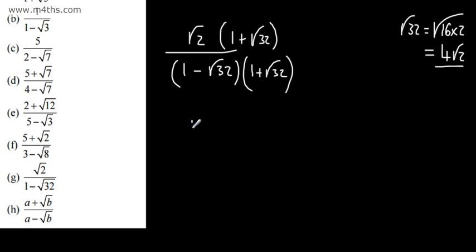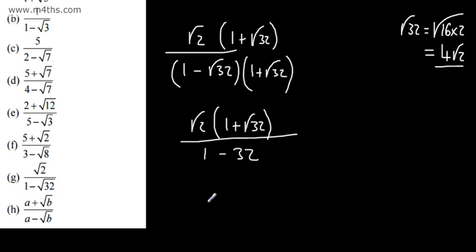So just leaving the numerator alone for now, what we'd have is 1 plus the root of 32, and that would be multiplied by root 2. In the denominator, we would have 1 times 1, then of course the difference of squares, so we'd have 1 minus now 32. So we'd end up now with root 2, 1 plus the root of 32 over now negative 31. That's one way in which it can be written.